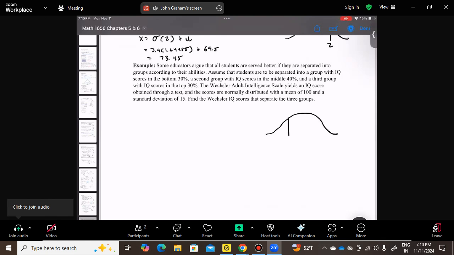We're looking at 30%, 40%, and 30%. So we want to know these z-scores. The z-score for the area to the left being equal to 0.3, and another z-score with the area to the left equaling 0.7, the 30 and the 40 put together.